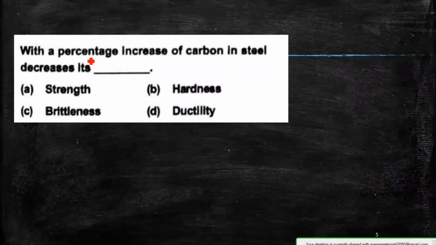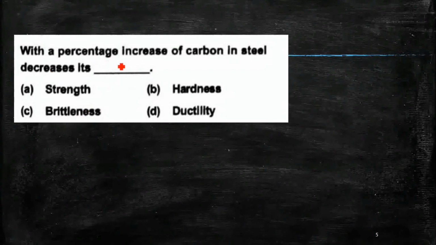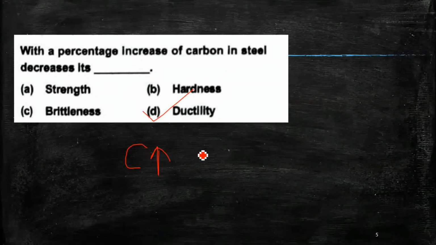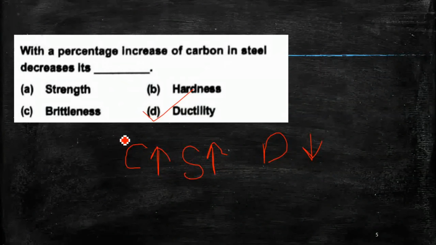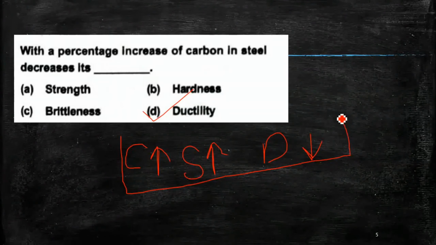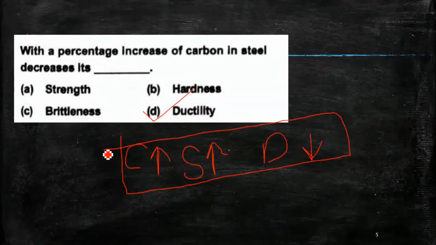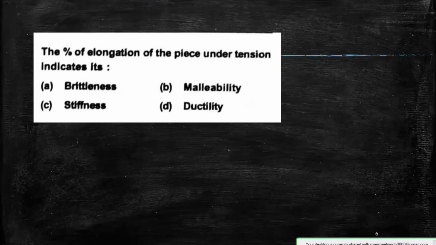Moving to the next question: with percentage increase in carbon, steel decreases in its strength, hardness, brittleness, or ductility. As the carbon content increases, ductility decreases. It is a very important relation. As carbon content increases, strength increases and ductility decreases. You must remember this. In most of the AJE exams, this question is framed on this concept.